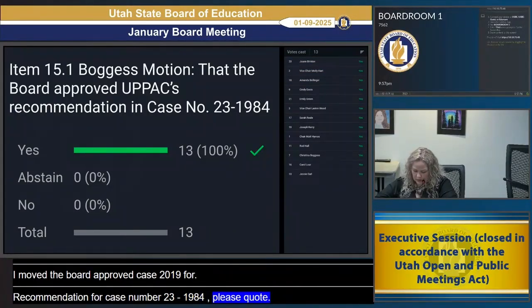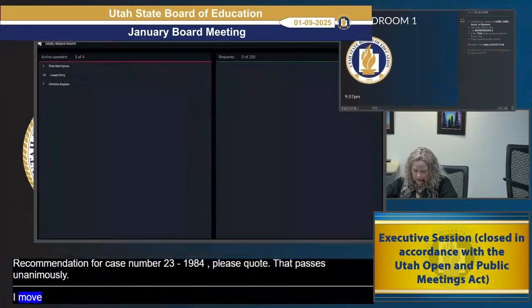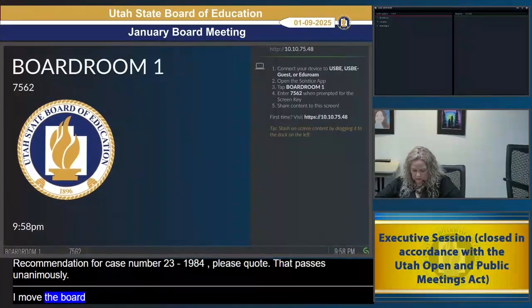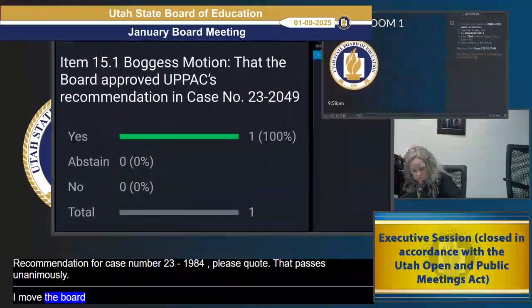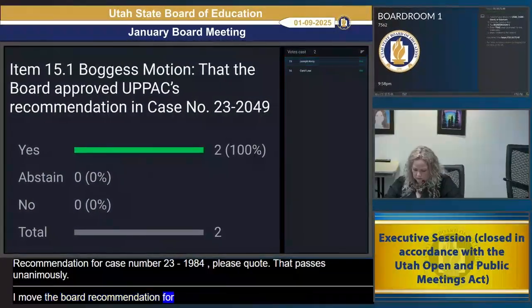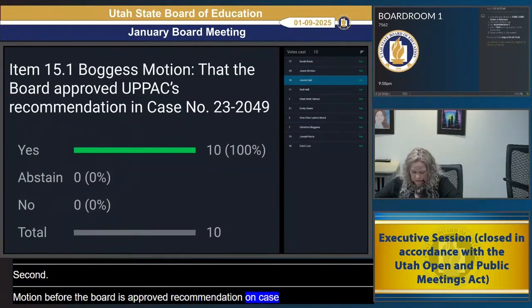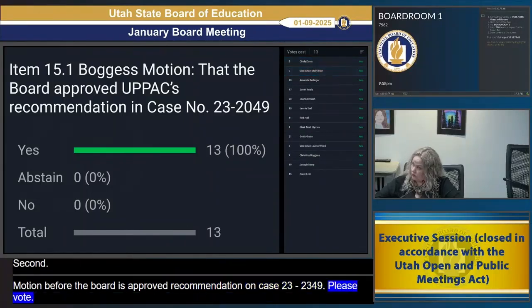Member Bogus. I move that the board approves UPAC's recommendation for case number 23-2049. Second. Motion before the board is that the board approve UPAC's recommendation on case number 23-2049. Please vote. That passes unanimously.